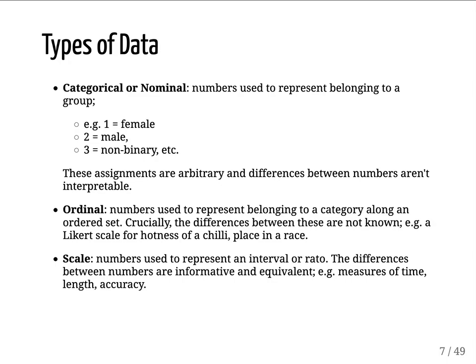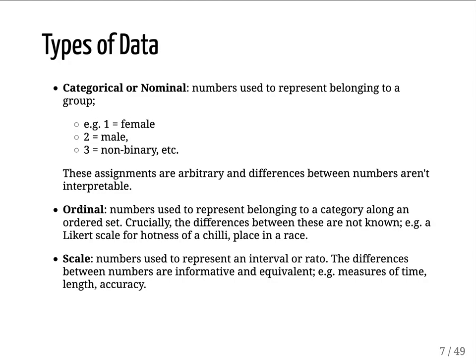Or I might record something such as the conditions that people are in. So maybe I'm doing an experiment where I'm looking at whether there's an effect of my drug versus a placebo. So I might assign people the level of 1 or 2, just corresponding to which category they belong to.